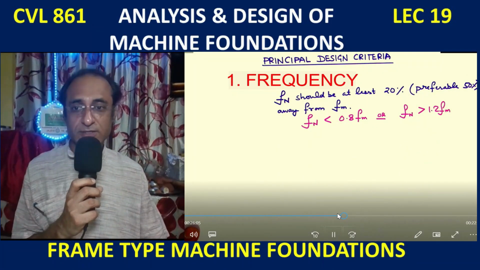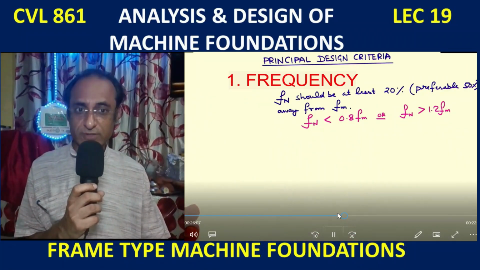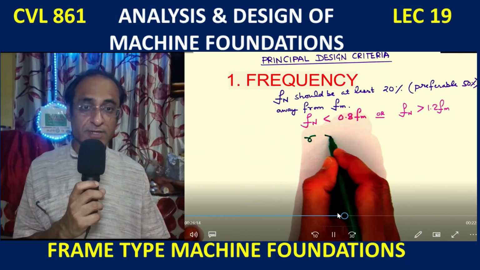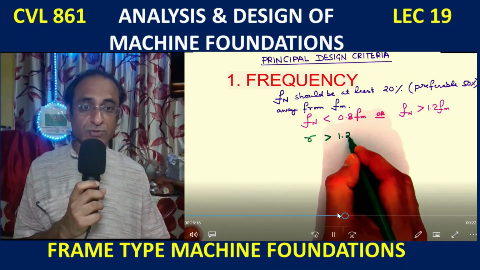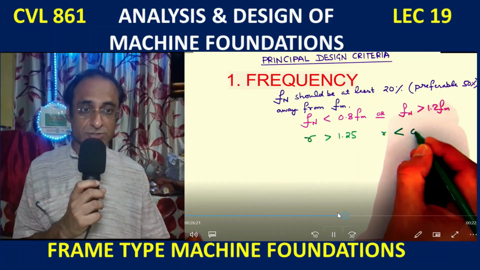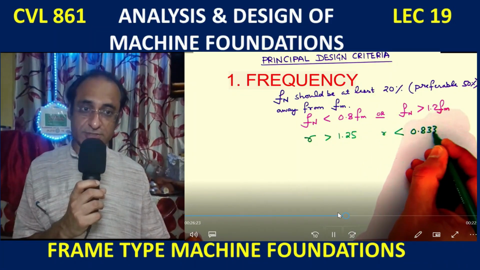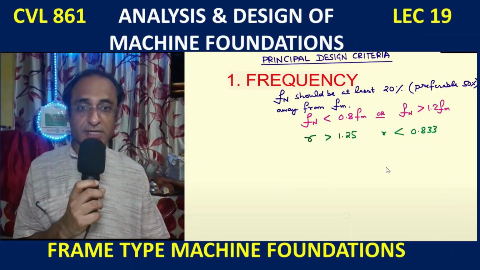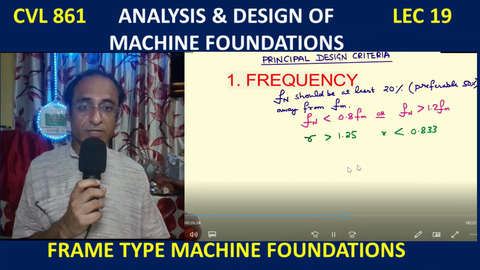If we now want to express it in terms of the frequency ratio, the way we have done in the case of the block type foundations, we can do that also. In this particular case, we say that the frequency ratio R should be greater than 1.25, or R should be less than 0.833. So these are the criteria here, and this is the minimum requirement.